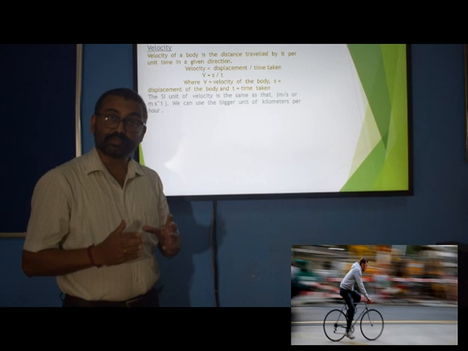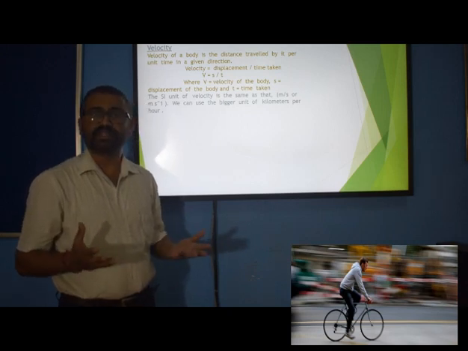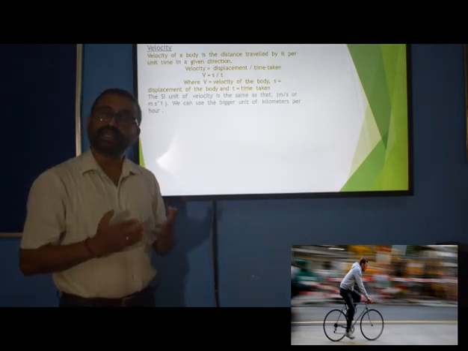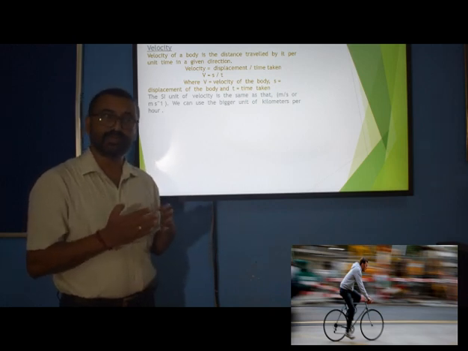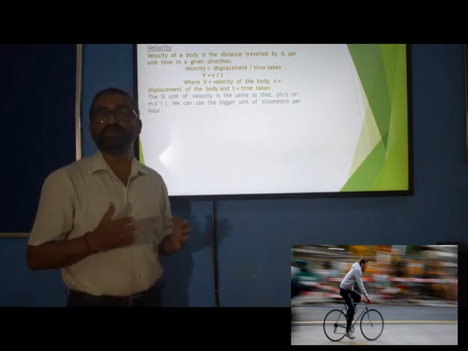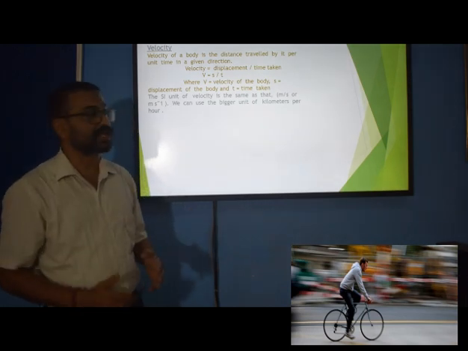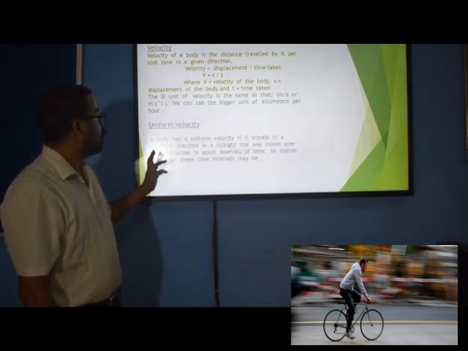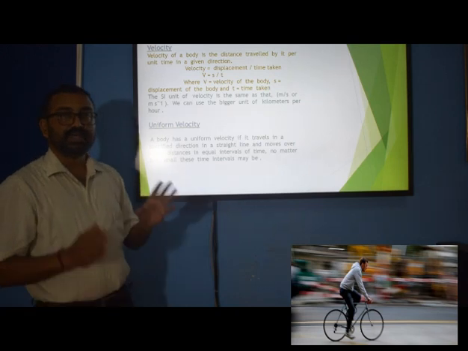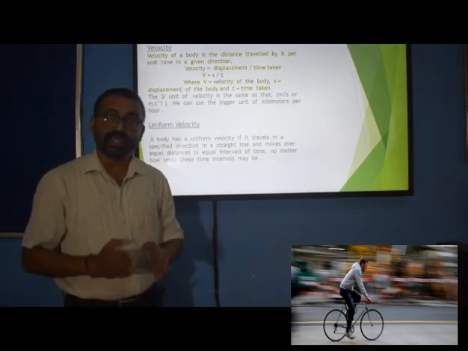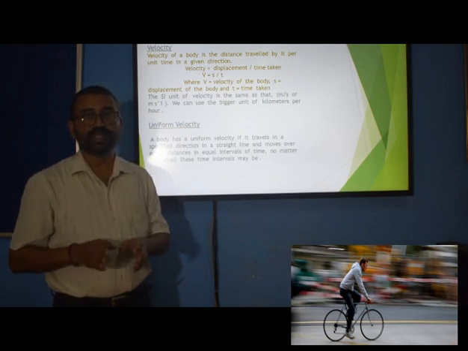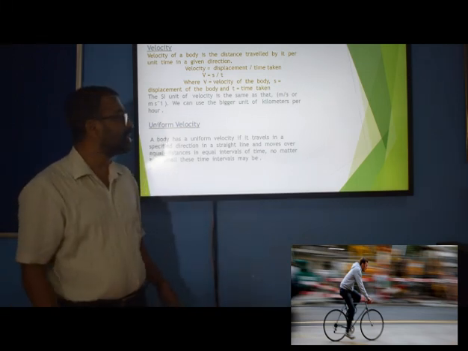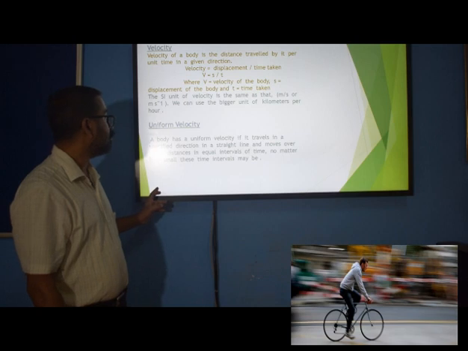See, velocity and speed are the same, but what is the difference? In velocity, we are attaching a specific direction, whereas in speed, we do not attach any specific direction. Uniform velocity means it is going with constant speed in a specific direction. Uniform means constant speed in a specific direction. That is the meaning of uniform velocity.